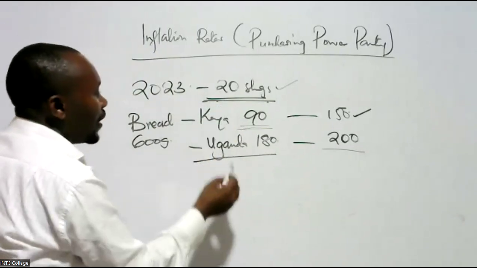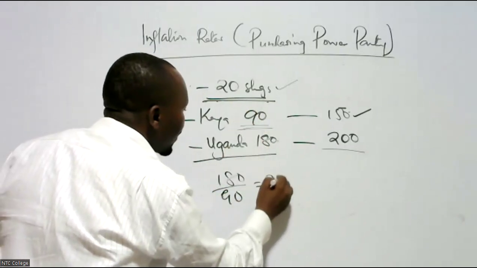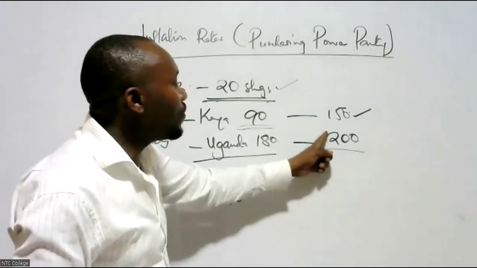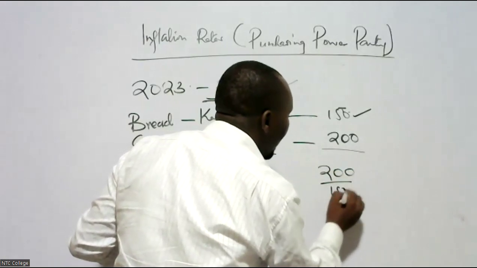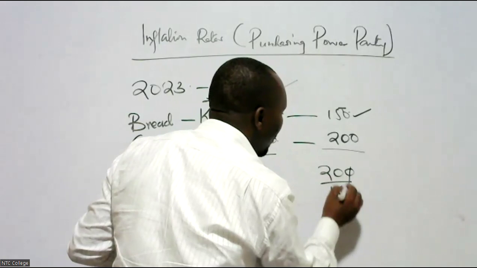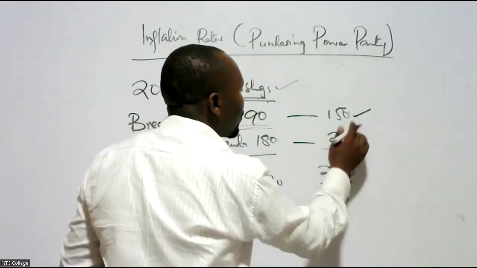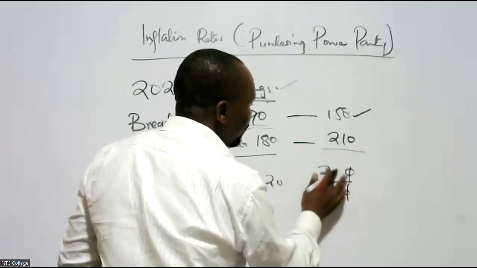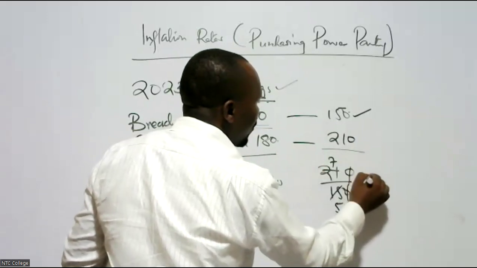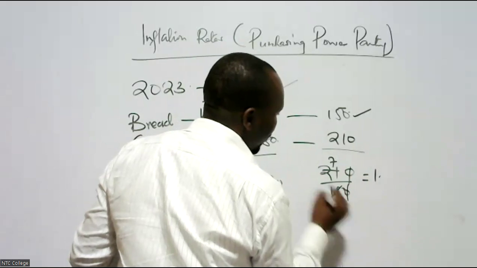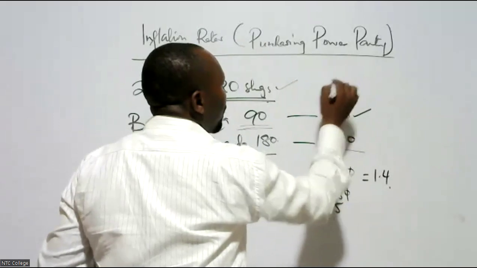How did we get 20? It was 180 divided by 90 to get 20. So even for us to know the new exchange rate, we need now to have 200 divided by 150. So this one is going to be 5. No, this one is going to, in fact, I can have a figure that is easy to work with. Let me have here 210. So that we have 210 all over 15. This one is 5. This one is 7. So the new one is 1.4. So the new exchange rate has become 1.4.